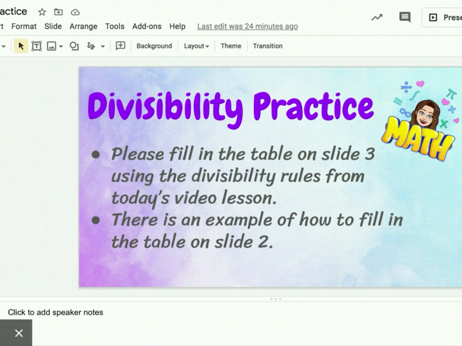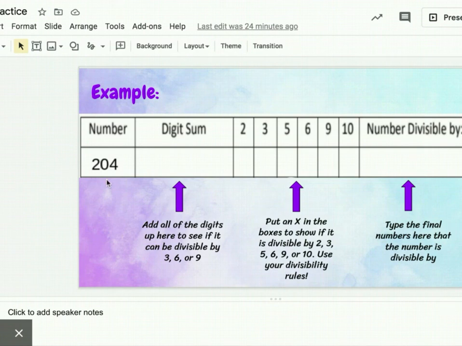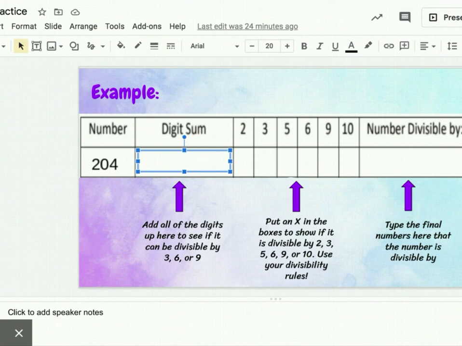So here is our example. All right, so we have our number 204. So the first part of our problem is we're going to do the digit sum. So that's where we add up all of our digits to see if it's divisible by 3, 6, or 9. So in this case, my numbers are 2 plus 0 plus 4. Well, 2 plus 0 is 2, plus 4 is 6. So that would be my digit sum.